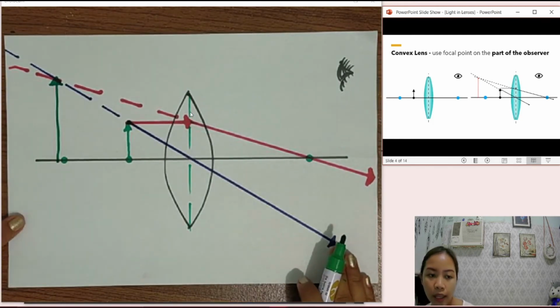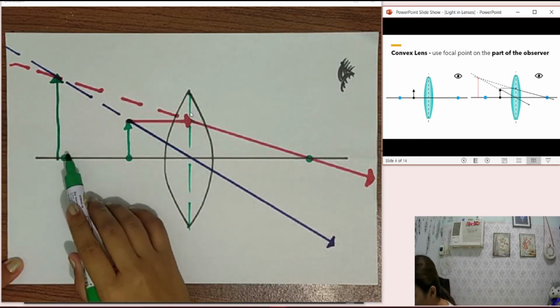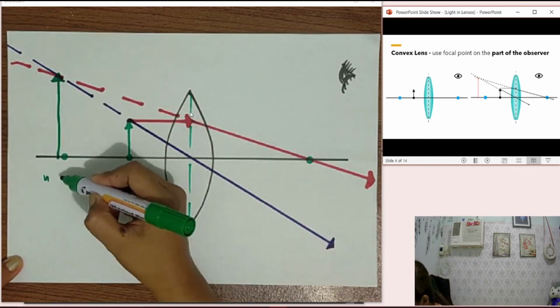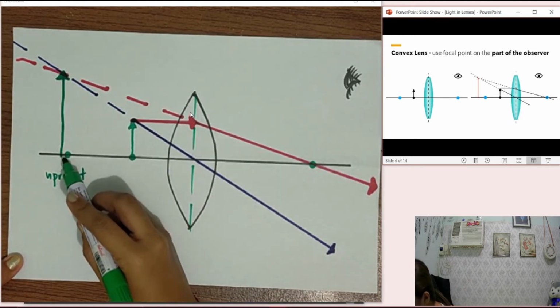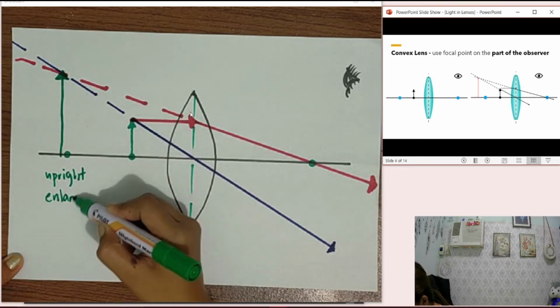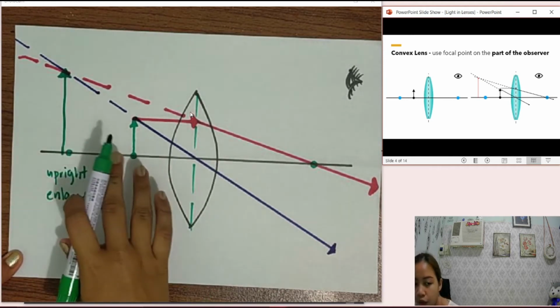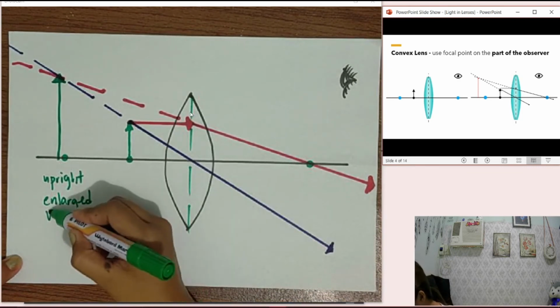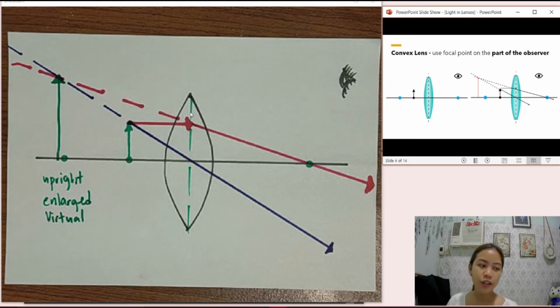So, what image was formed by the lens? This is located above the optical axis, right? And then this is bigger compared to the object. This is enlarged. And this is located on the side of the object, not the observer. Upright, enlarged, and virtual image. That's for our convex lenses.